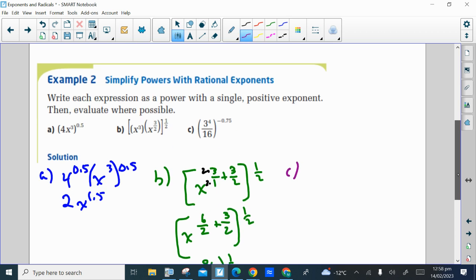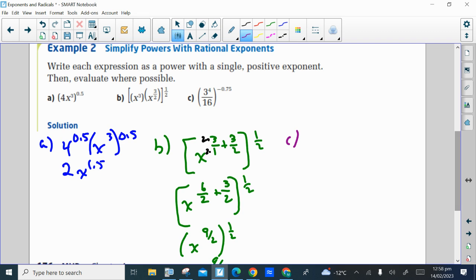Question C. In this case, the bases are not the same, and you cannot make the bases the same. There's no way you can make 16 with a base of 3. 3 squared is 9. 3 to the power 3 is 27. You're not going to get 16. So we can't simplify inside the brackets.